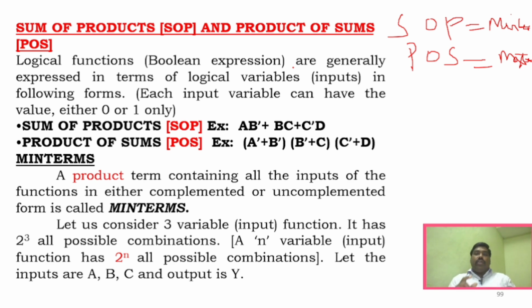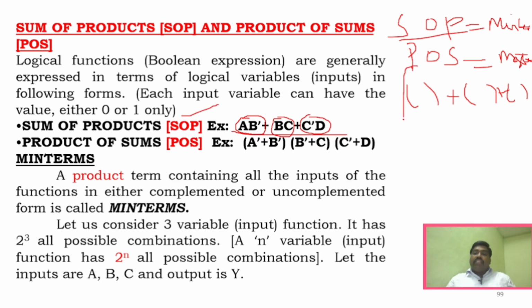Before that you have to understand what is meant by sum of product and product of sum. From the name itself you can understand sum of product: there will be products and you are going to add those products. That is called sum of products. You can see this expression represented as sum of product. These are the products A and B dash, B, C, C dash D. All these are products, and you are going to sum all these three products. That is why it is called sum of products.